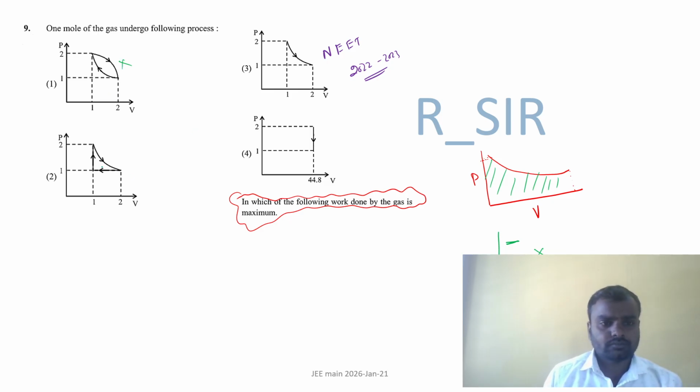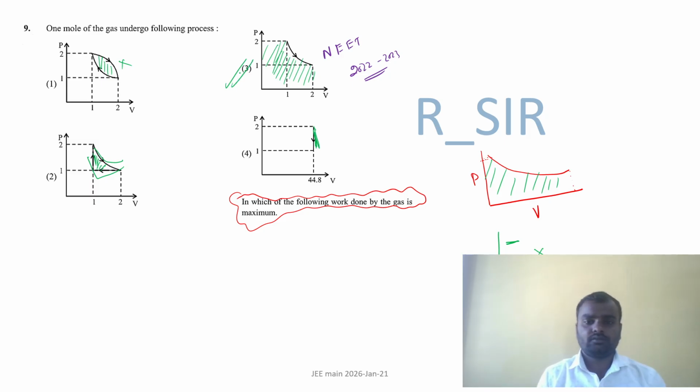Now here the process is going like this, but you cannot get the complete area. You're getting only this much area under the curve. Here also you're getting only this much area under the curve. In this case there is no area, right? But here this entire area is coming under the curve. That means the third option gives the maximum work.